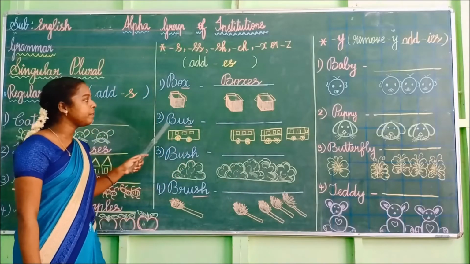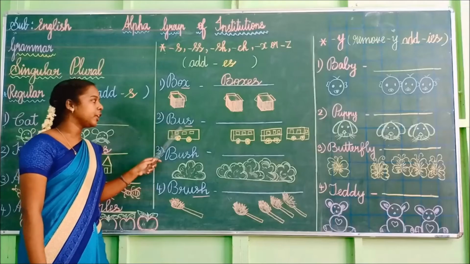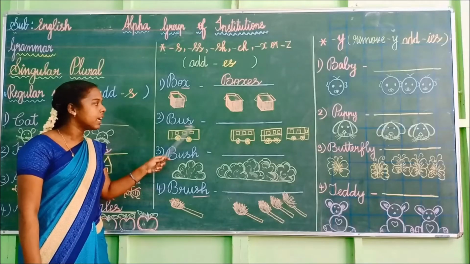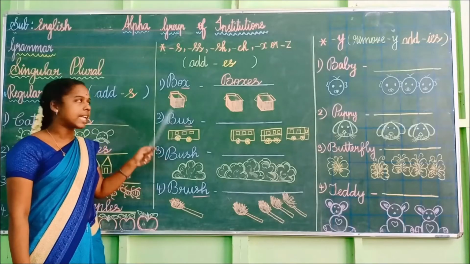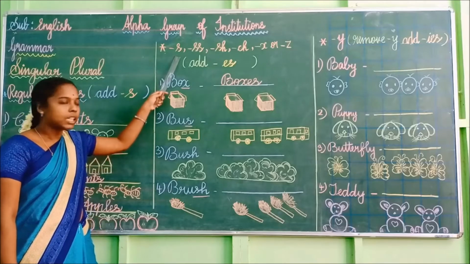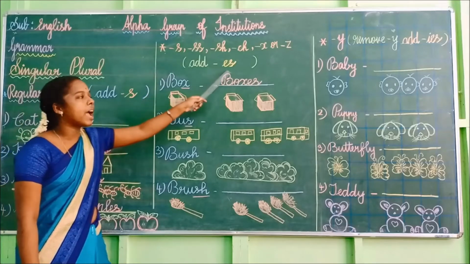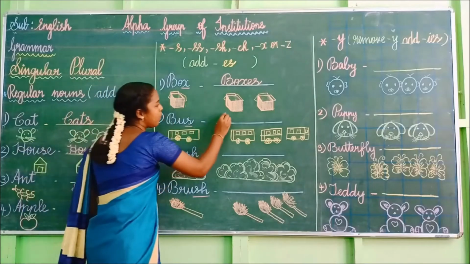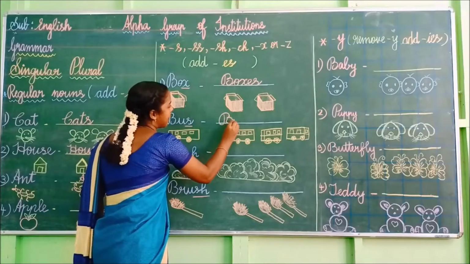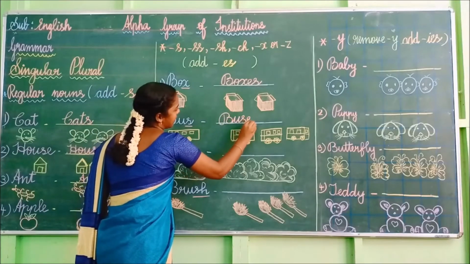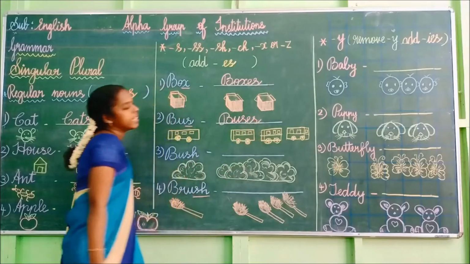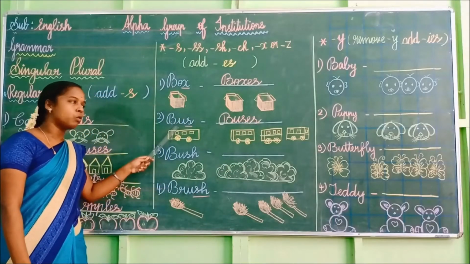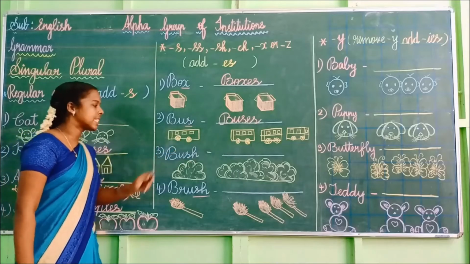See the next one, bus, B-U-S. Look at the ending letter. Here the ending letter is S. If the singular noun ends with S, you have to add ES. So the plural form of bus is buses. B-U-S-E-S, buses. The plural form of bus is buses.